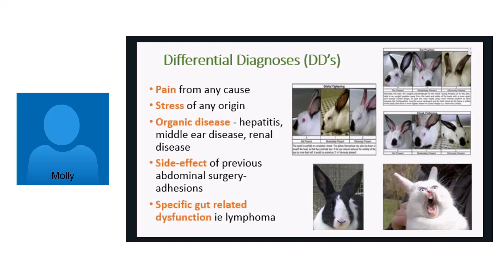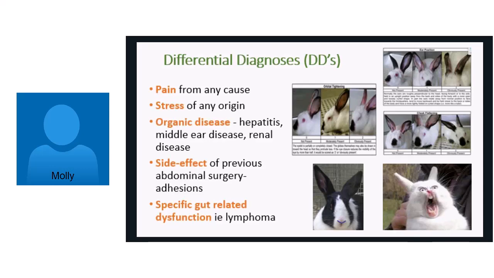So what are the things that can cause gut stasis? Well, largely almost anything. So pain from any cause at all. And on the right hand side of this slide, you'll see pictures of grimace scale images so that we can try and literally physically pain score. In many rabbits, stress can cause gut stasis. So anything that triggers a sympathetic nervous system response can result in gut stasis.